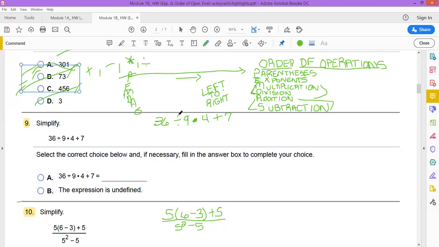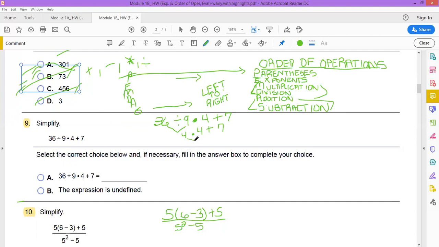Now we see multiplication and division, but as we read this problem from left to right, which comes first is the division. So we would divide 36 by 9, that gives us 4. And then we'll carry down the rest of the problem. So the multiplication symbol, the 4, and plus 7, we carry those terms down.